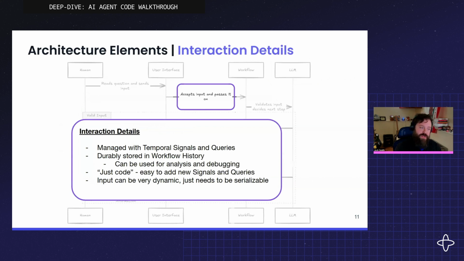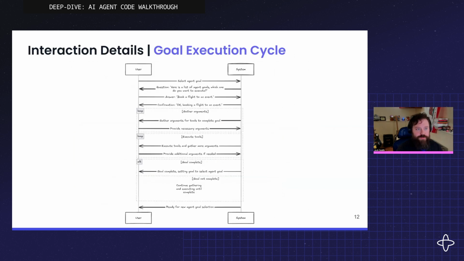Interaction, like I said, is managed with Temporal signals and queries. And what's nice about signals and queries in Temporal is they are just code. It's really easy to add new signals. I did that as I was working on this system. And it lets the input be very dynamic. In our case, it's just me, but you can send whatever information you want to a workflow. And in an agentic case, that can let you do a lot of really interesting things. As long as it's serializable, you can send it to the workflow.